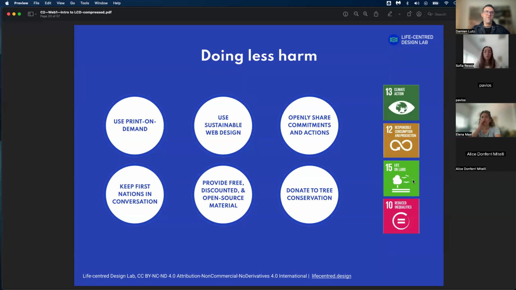And then for the non-users I was talking about, I'm keeping First Nations people in conversation in any of my writings and my projects and presentations. And I provide free, discounted, open source material for people that can't afford the other products and services that I have. That connects me to two more sustainable development goals: life on land and reduced inequalities, and I can further start to innovate ways to give back to them. That's connecting this one little business to global goals.